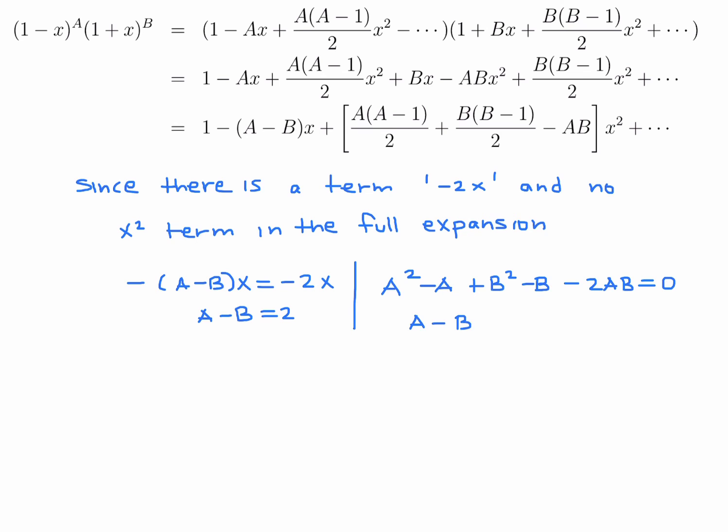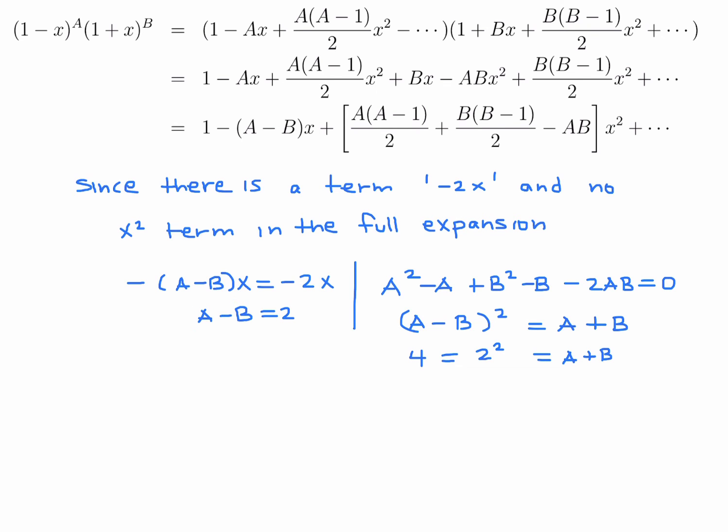If you factor this, you can do that. It becomes a minus b squared. And you can put the a and b on the other side. Now, a minus b is 2. So that means a plus b is equal to 2 squared, which is 4.